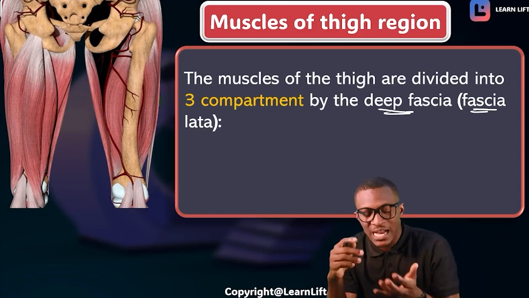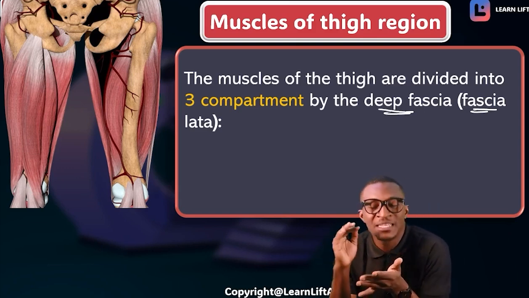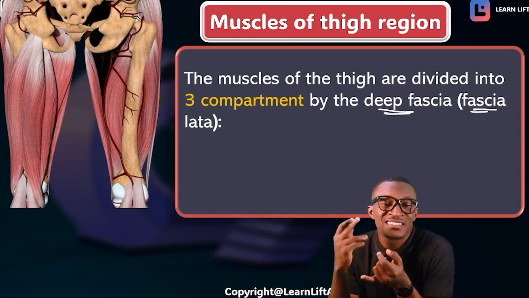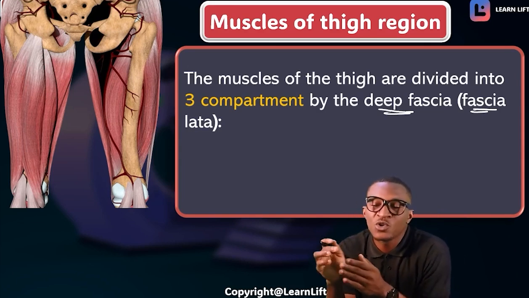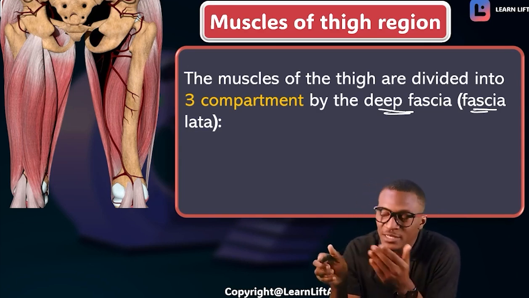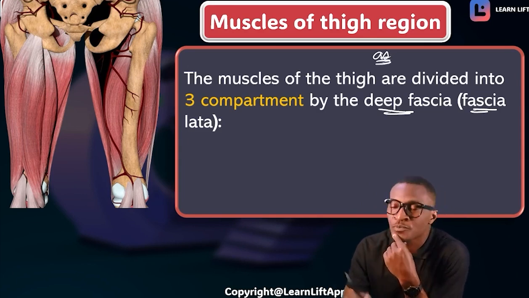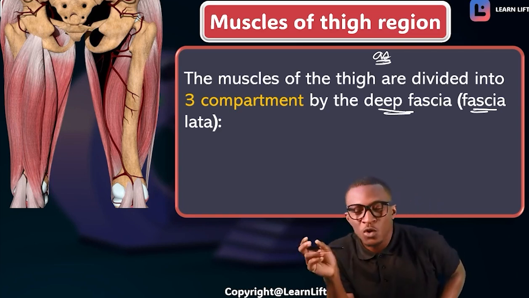The 3 compartments are what we call the anterior compartment, the medial compartment, and the posterior compartment. The anterior compartment are called the extensors. The medial compartment are called the adductors. AD, not AB now. AD, we're going to talk about that. And the posterior compartment is also called the flexors.